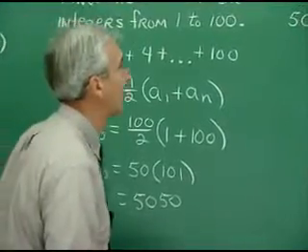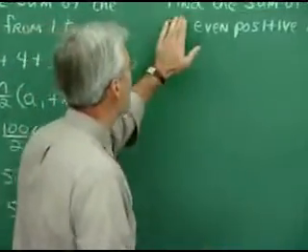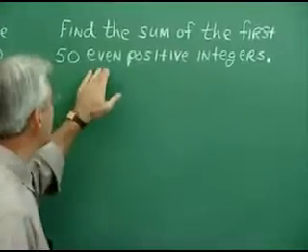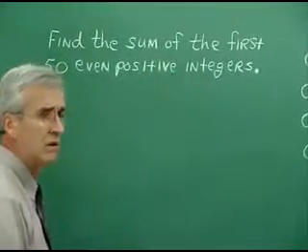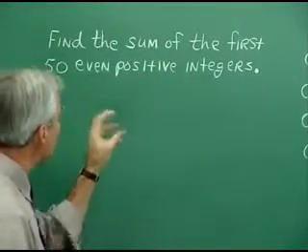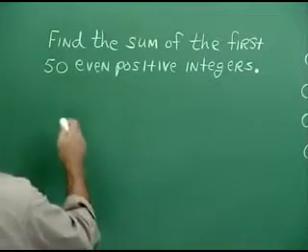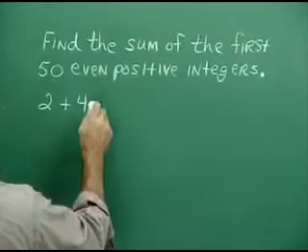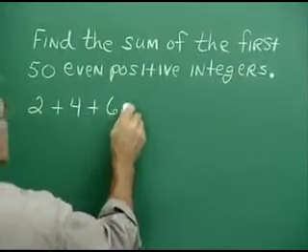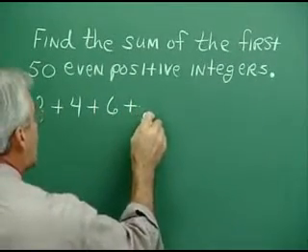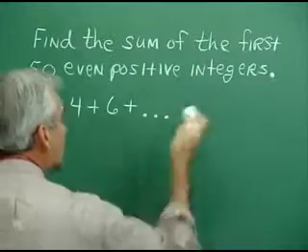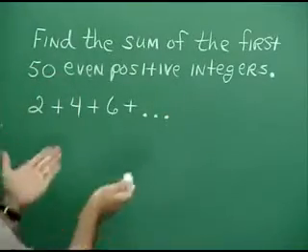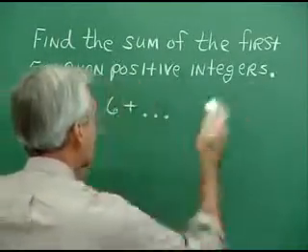Here's one where we have a little bit of a calculation to make. Find the sum of the first 50 even positive integers. The first 50 even positive integers. Well, that would be, we start with 2. And then the next even positive integer would be 4. And the one after that, 6. And then 8, and so on. And we go all the way up, and the 50th one, gee, I don't know what the 50th one is. What's the value of the 50th one?